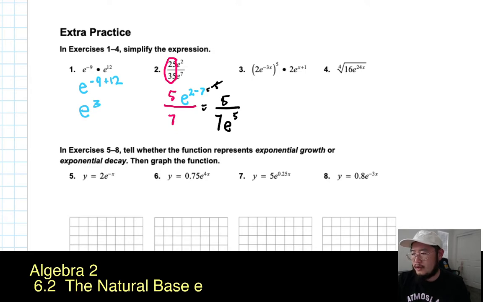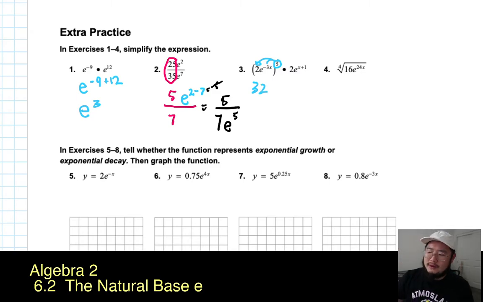And then from there, we raise a power to a power with the negative 3x to the 5th. And that will get us, when we raise a power to a power, you go ahead and multiply, and therefore we'll have negative 15x. And then we still have this times 2e to the x plus 1 power.